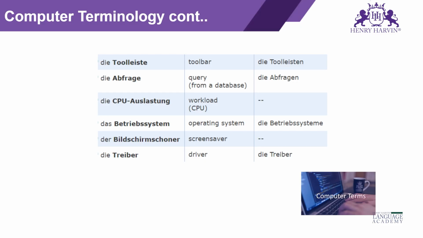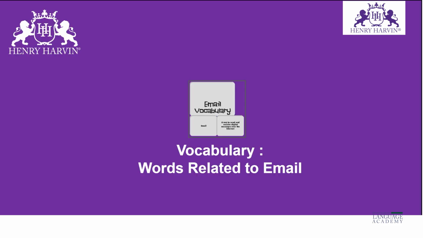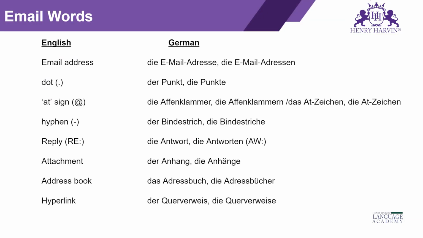Treiber as driver. There are some vocabularies related to email. So for email we say email address, that is E-Mail-Adresse. Punkt, dot. When we say at the rate or sign, that means Affenklammer oder Affenschwanz. We can also say Zeichen oder Zeichen in the plural form. Hyphen, Bindestrich.